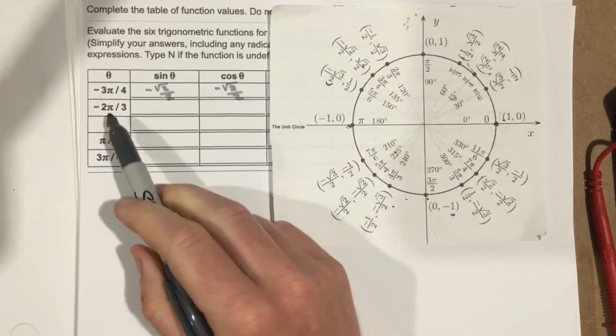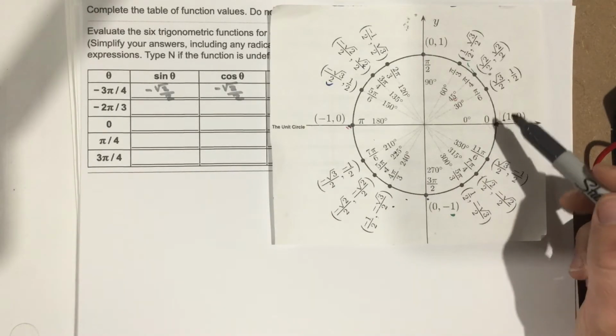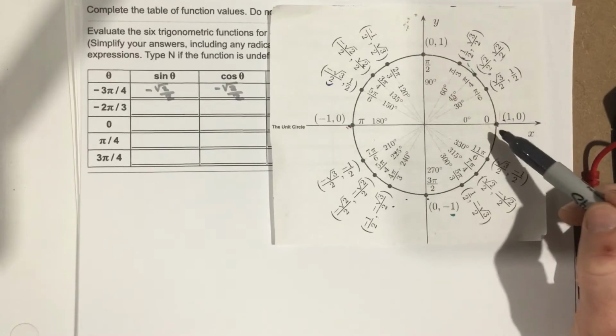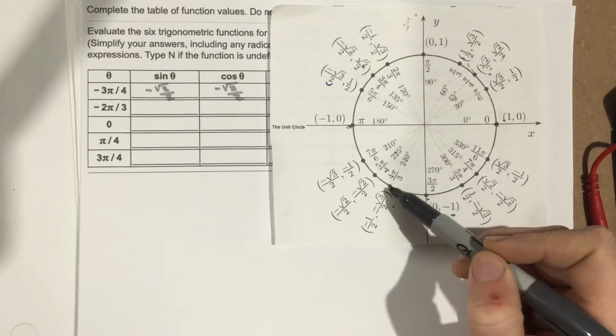All right, now let's look at negative 2 pi over 3. So negative 2 pi over 3, we're going to go 1 pi over 3, right? So this is negative 1 pi over 3. And then negative 2 pi over 3 would be right here. So negative 2 pi over 3 is the same as 4 pi over 3.